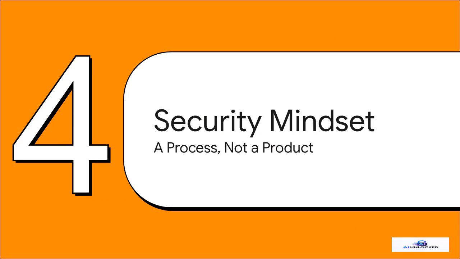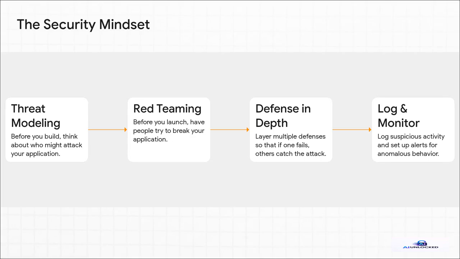Okay, we've gone over a ton of specific tactics, but honestly, the single most important thing to take away from all of this is that you have to adopt a security mindset. Security isn't some feature you can just bolt on at the end. It's a continuous process that has to start on day one. This means you've got to think like an attacker before you even write a single line of code. That's threat modeling. It means you actually hire people to try and break your application before you launch. That's red teaming. It means layering your defenses and logging everything so you can spot an attack while it's happening. It's a whole cycle, not just a checklist you tick off once.